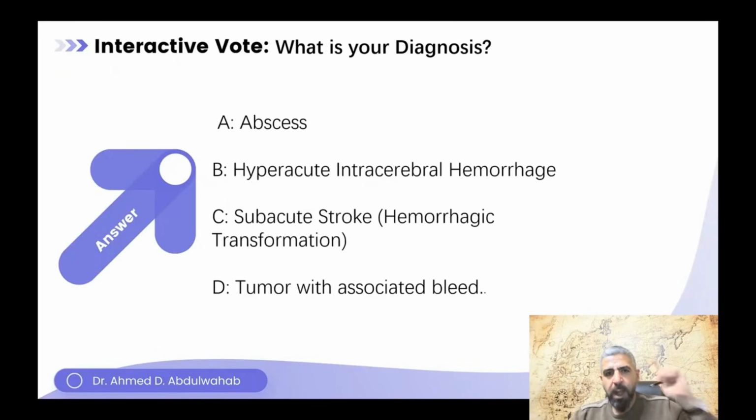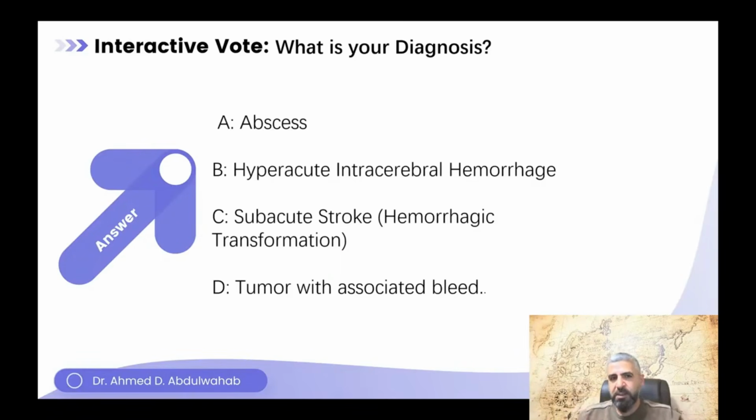Abscess, hyperacute intracerebral hemorrhage, subacute stroke with hemorrhagic transformation, or tumor with associated bleeding. In every case, there is one single piece of information or a clue that I am not emphasizing, but it is vital for the diagnosis. In this case, the clue is in the history.